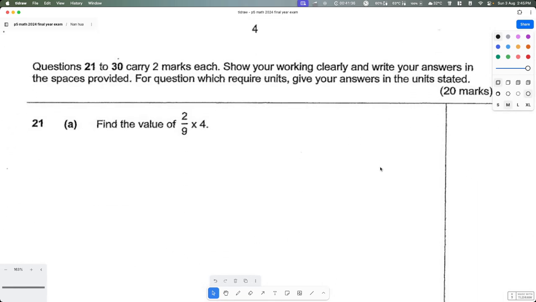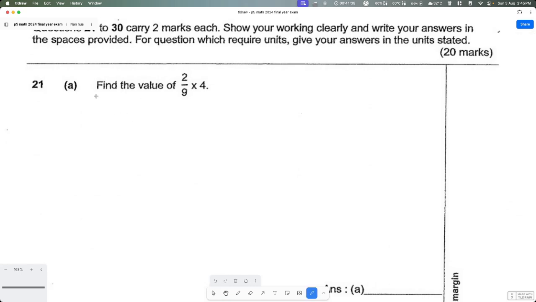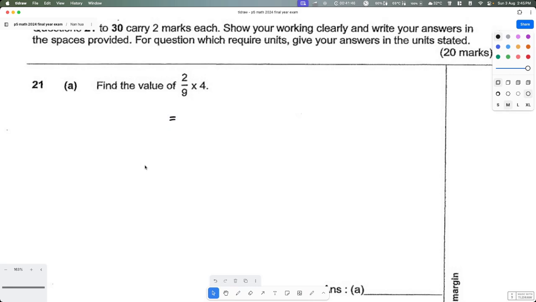Question 21. All right. So find the value of 2 times 4 over 9. Okay, so this will then just become, so 4 is basically just 4 over 1. So like this, you can technically just say this is over 1. Okay, 4 over 1 is like this. It's the same, right? So that means 2 times 4 over 9 times 1.